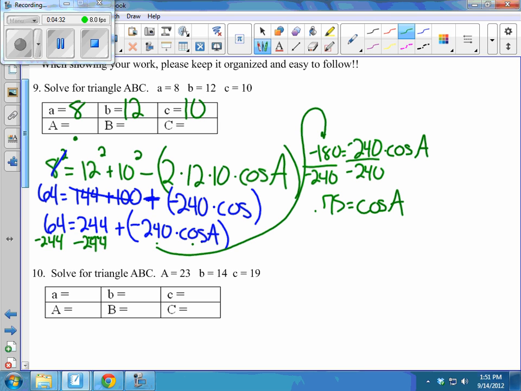And now to get a by itself, I do the opposite of cosine, which is inverse cosine. So now a is by itself. And then what I'm about to circle is what you would type into your calculator. And when I'm done, I get big A to be rounded 41 degrees.